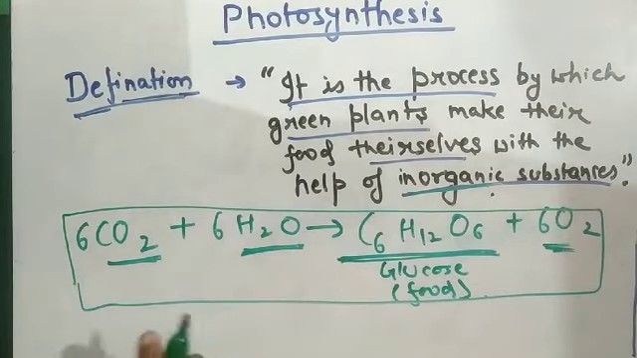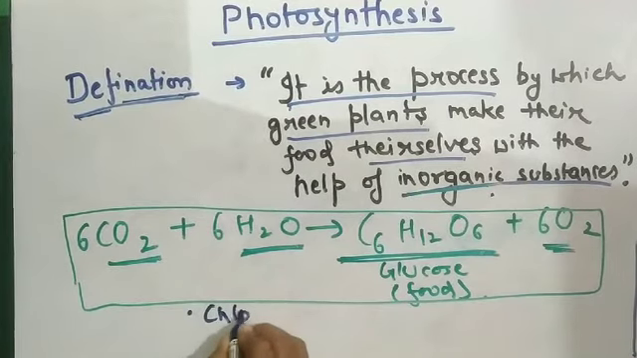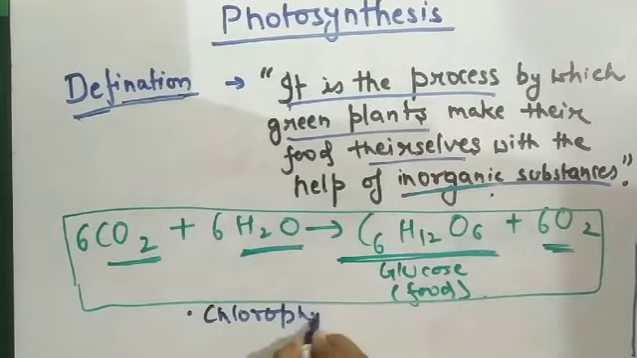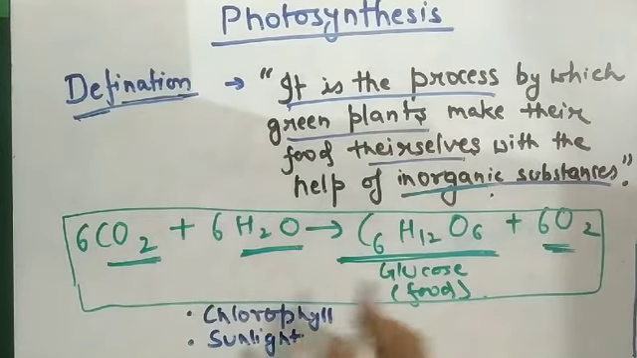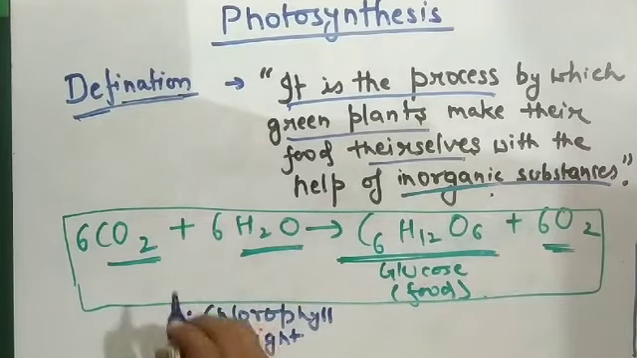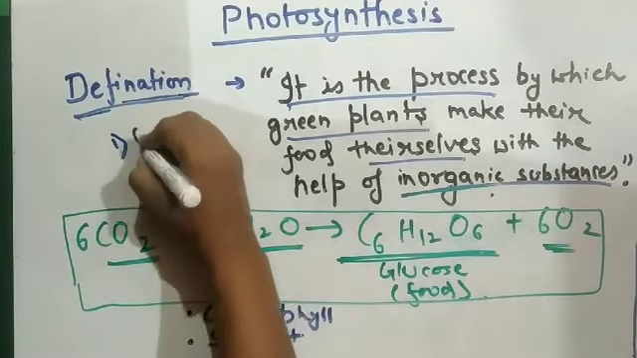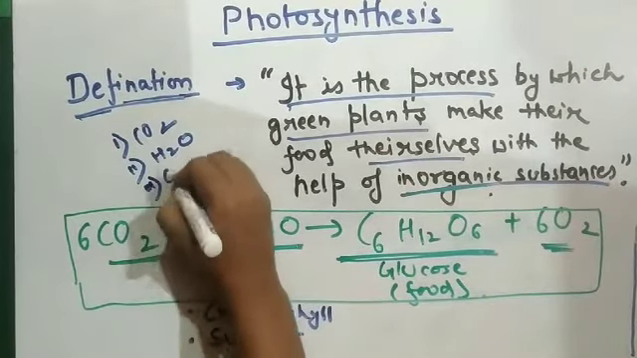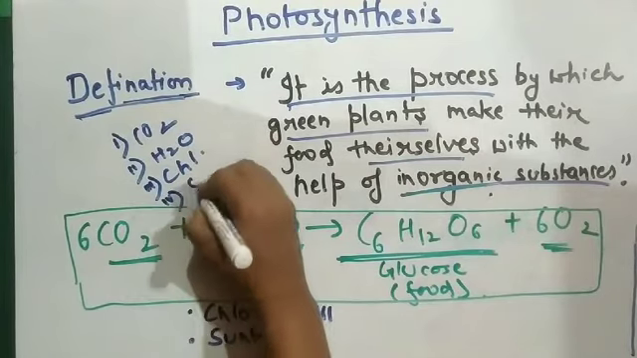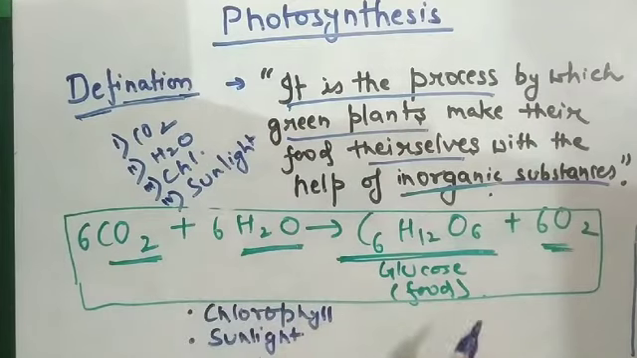Along with this carbon dioxide and water, plants also require the chlorophyll molecule and sunlight. This sunlight and chlorophyll molecule help the process to occur. So we can say that there are 4 substances that plants need to make their food. The first is carbon dioxide, second is the water molecule, third is the chlorophyll molecule, and the fourth is the sunlight. So these 4 substances plants need to make their food.